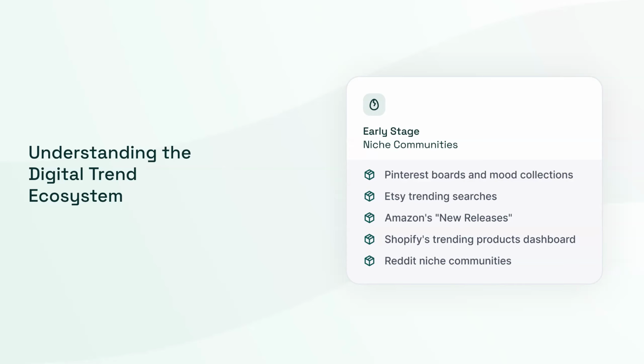early signal. For e-commerce specifically, Etsy trending searches and new product categories can reveal what consumers are actively seeking before it hits, again, major retailers. Also, Amazon's new releases section for some specific categories may show what's gaining early traction, or even Shopify's trending product dashboard can give you insights into what emerging brands are betting on.